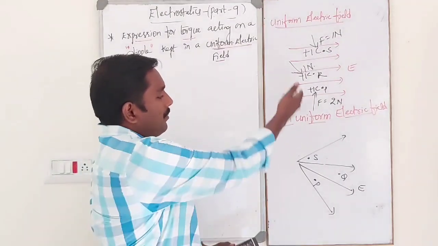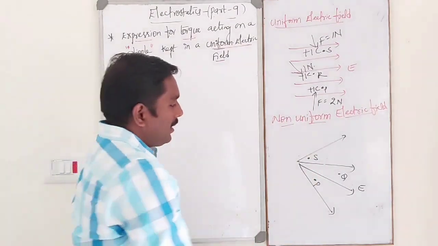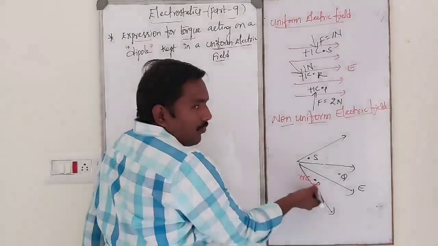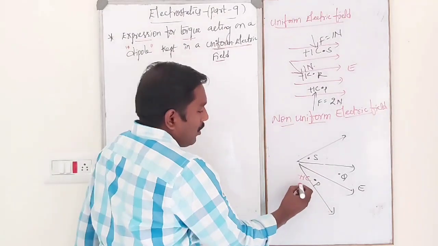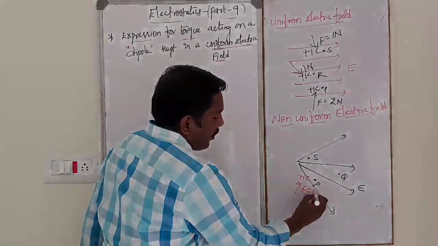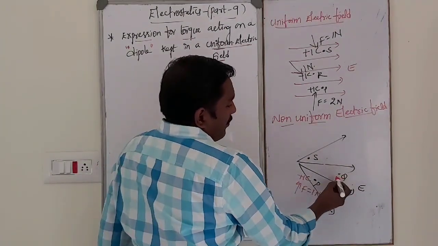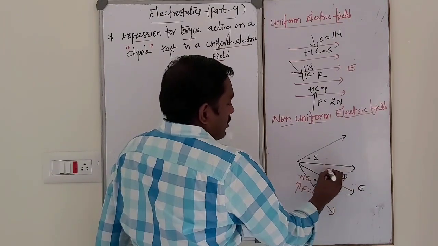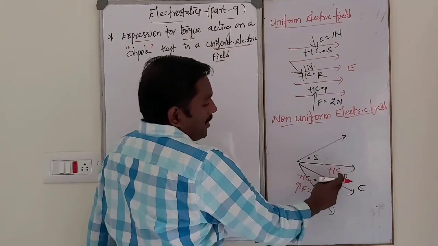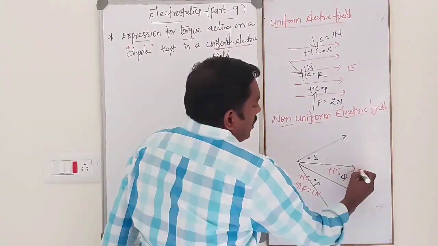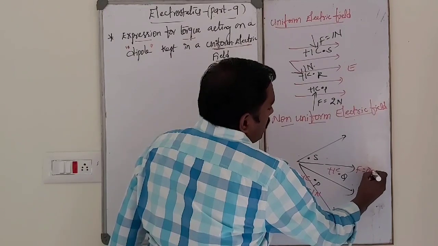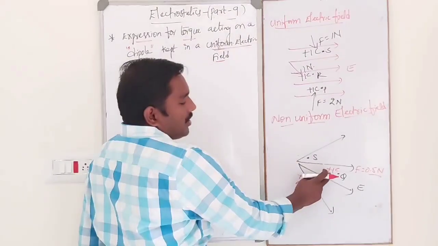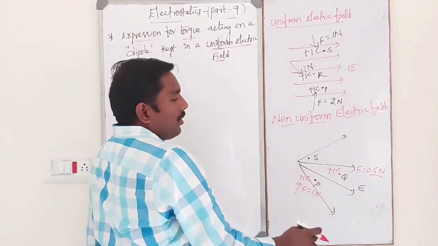Similarly, the same 1 coulomb of charge placed at P. What is the force? Suppose, for example, 1 Newton force will be acting. Now the same 1 coulomb of charge placed at Q. See, 0.5 Newton force will be acting on the 1 coulomb of charge which is kept at Q.